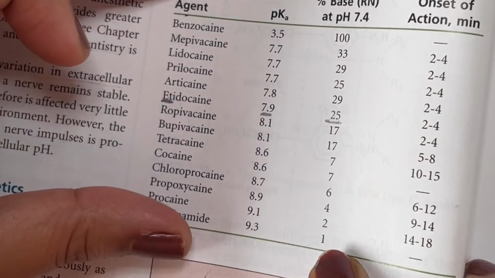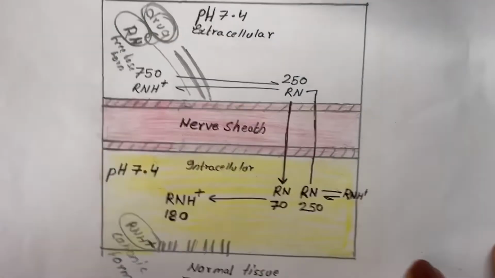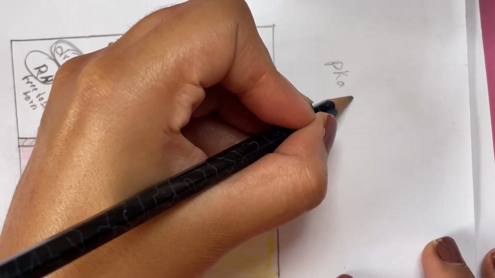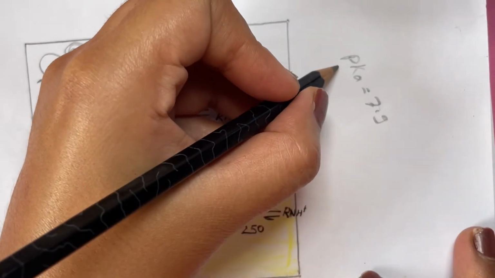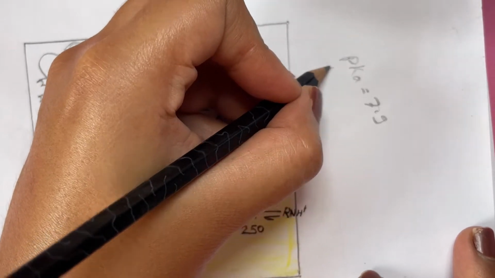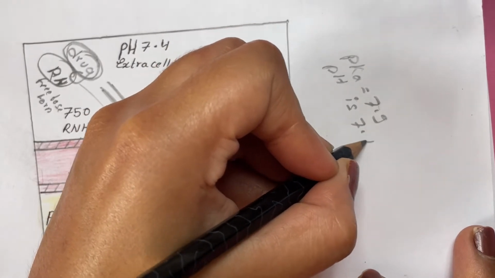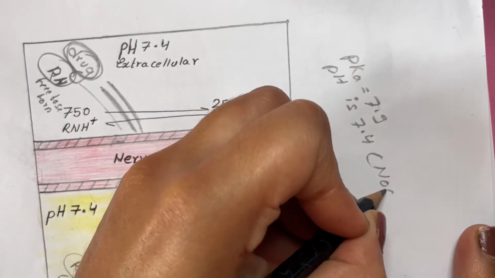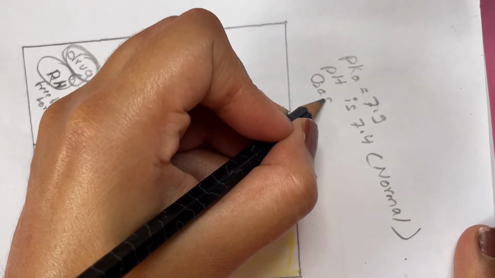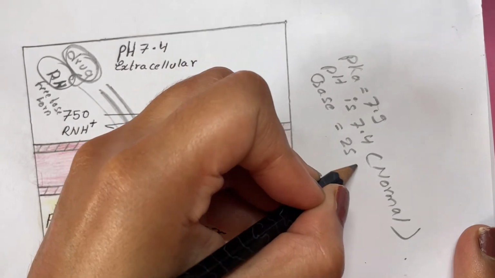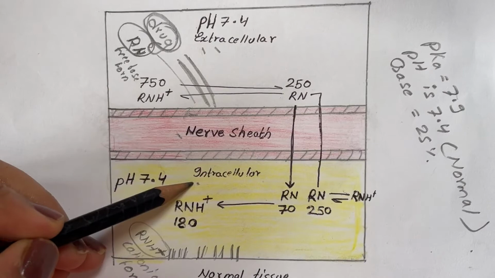I took this table from Malamed, 6th edition. In this case, the pKa value is 7.9 and the pH is 7.4, because it is a normal condition, and the base portion is 25%. This is the extracellular area, this is the nerve sheath, and this is the intracellular area.